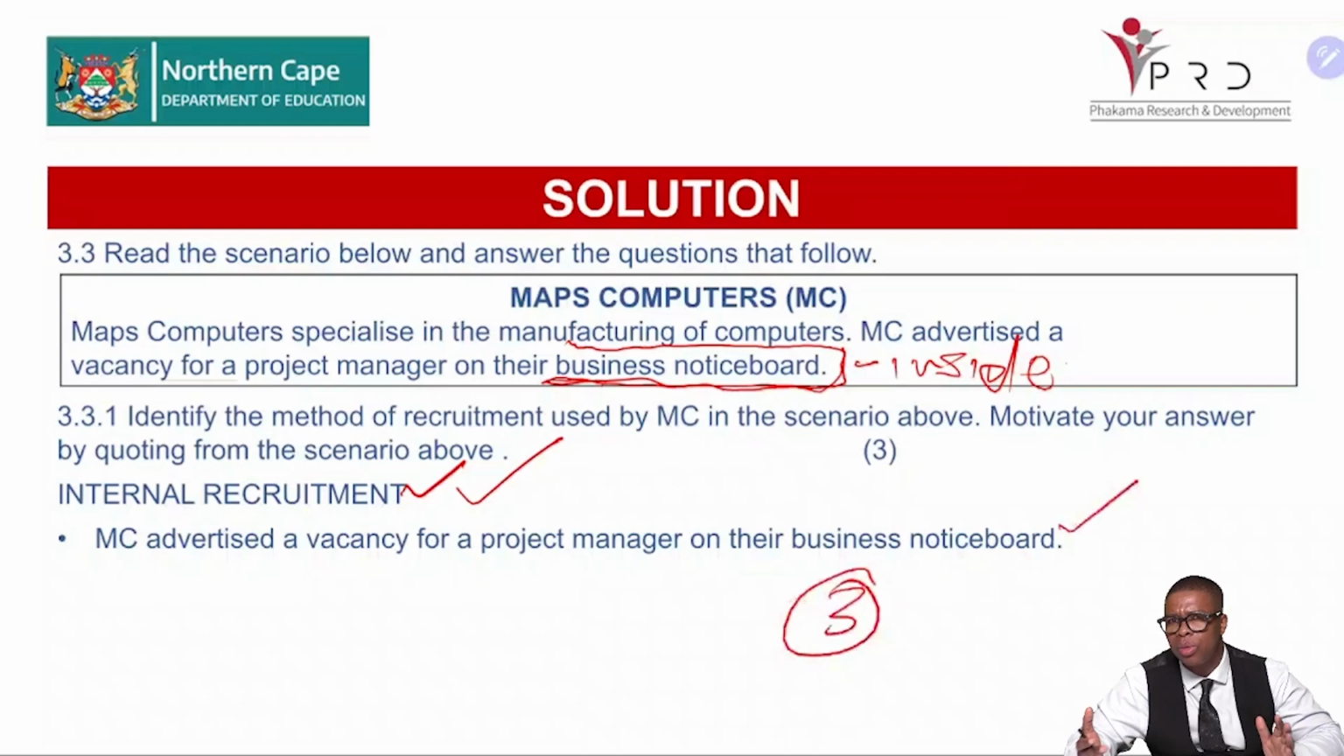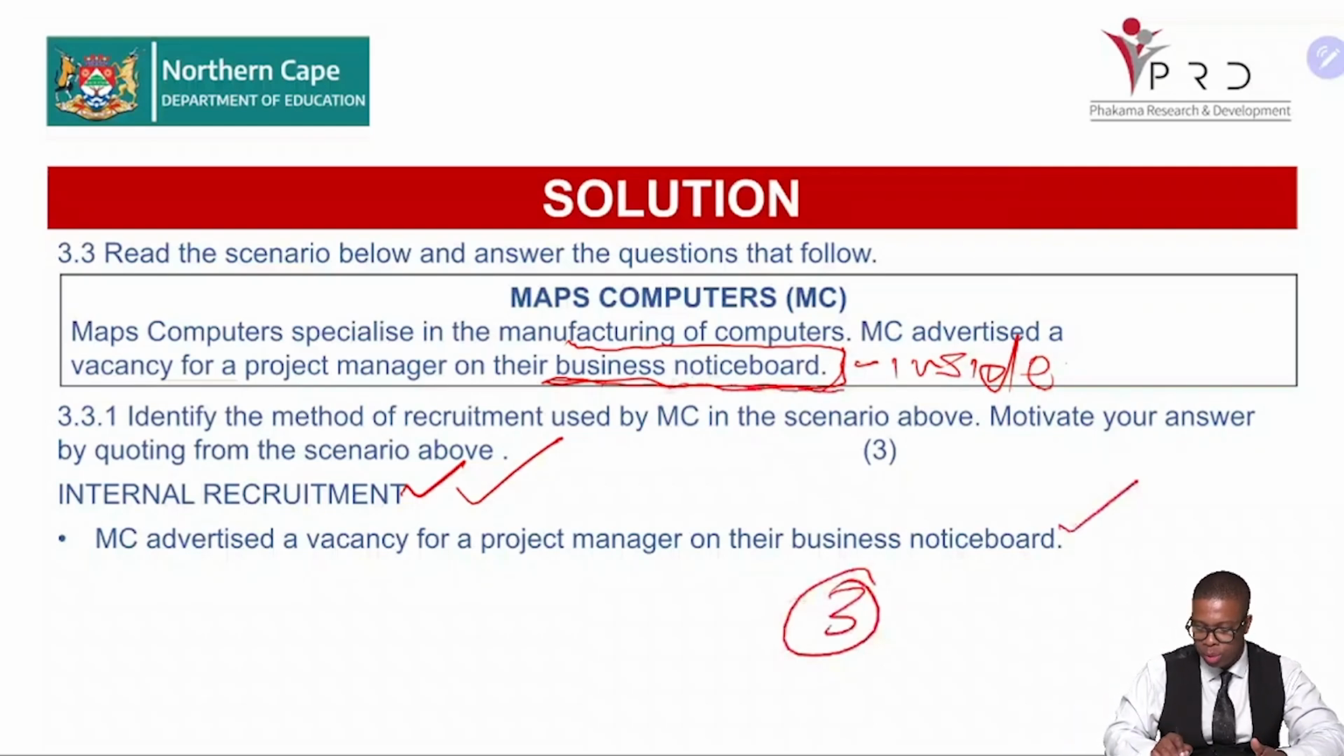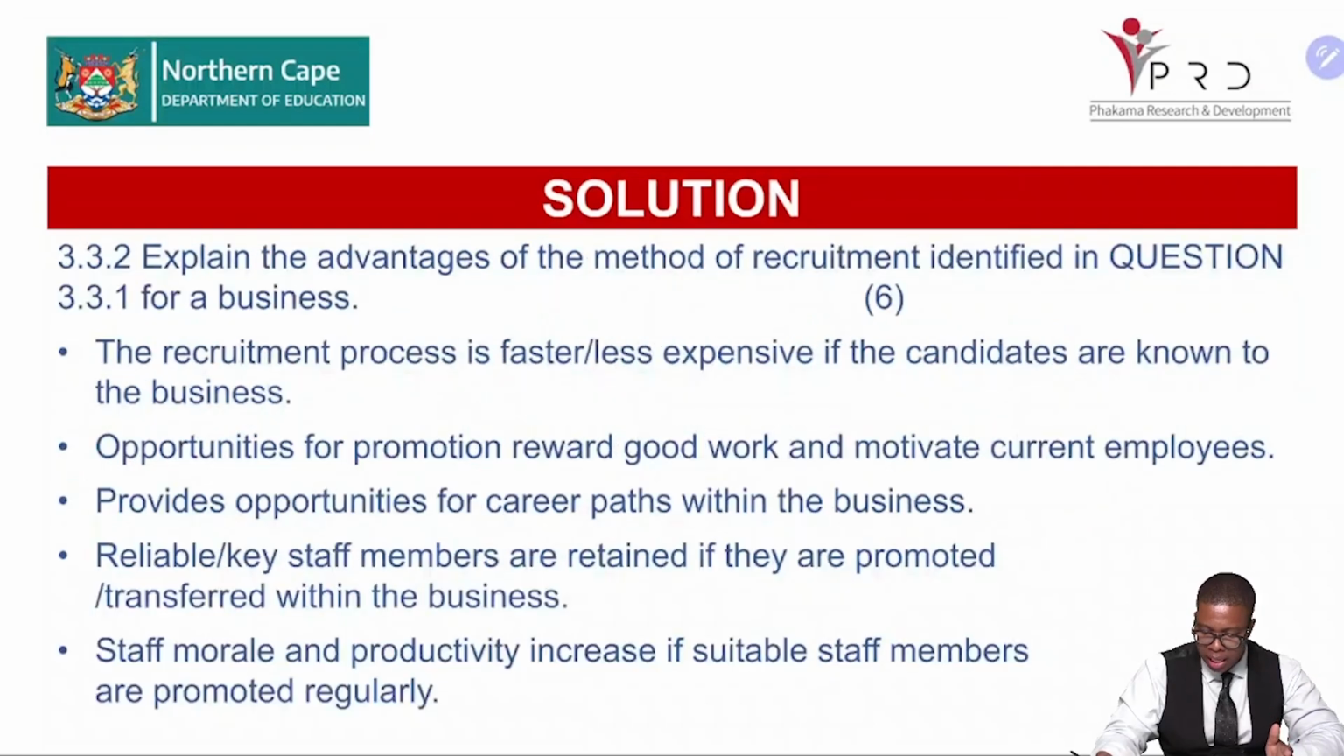So, with the recruitment methods, the scenario will say advertising a vacancy on. That's where you get your answer. On what? On a notice board, on a business notice board, on a local newspaper, on Facebook, on Twitter. Who can see on Facebook? Everyone outside. Who can see the notice board? Not everyone. Explain the advantages of internal recruitment.